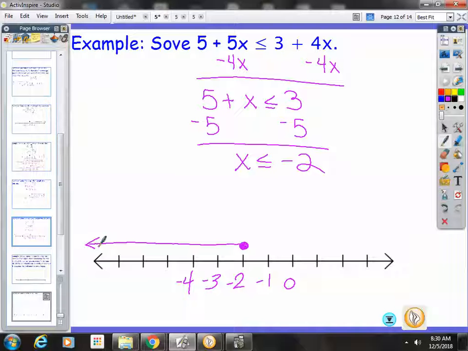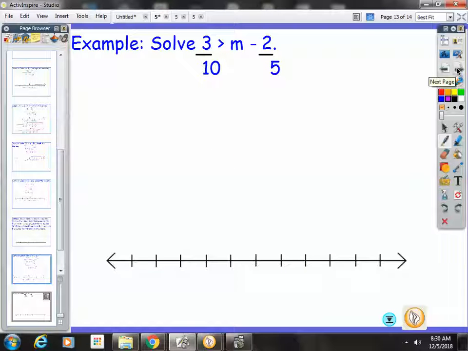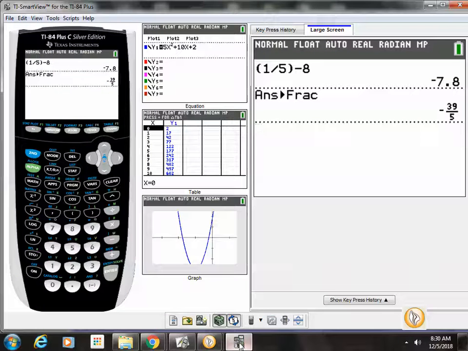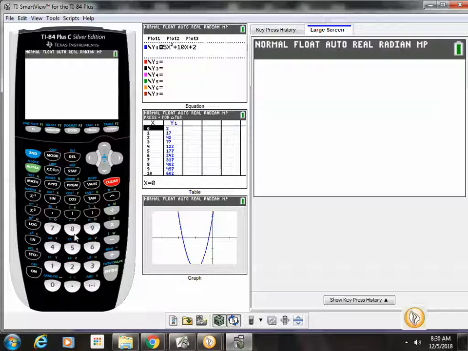One more. Look at the last example. This one has fractions, but that's no big deal. We can do this on our calculator if we need help with it. What can I do to get m alone? Add 2 fifths. Okay. So let's add 2 fifths to both sides. All right, so on our calculator, let's take 3/10 plus 2 fifths. Parentheses 3/10 plus parentheses 2 fifths.